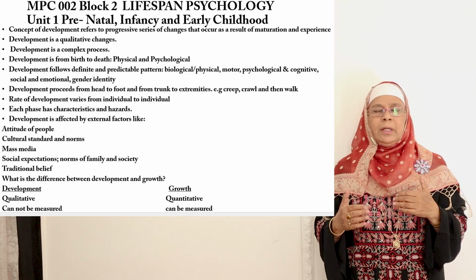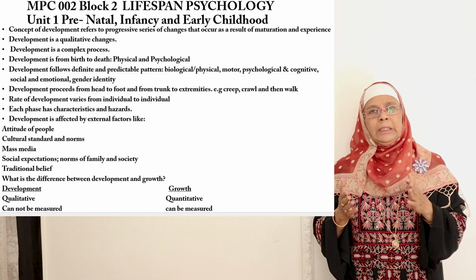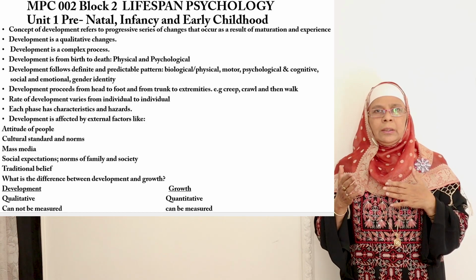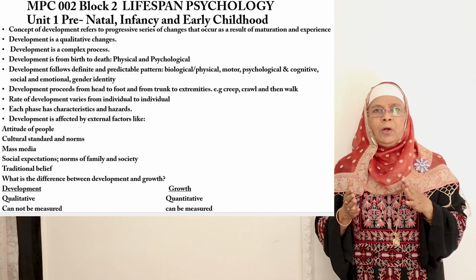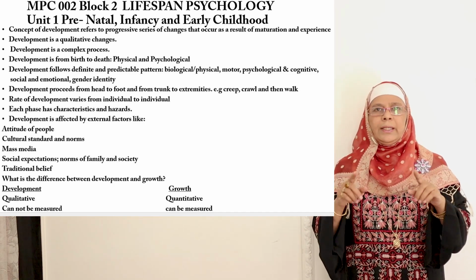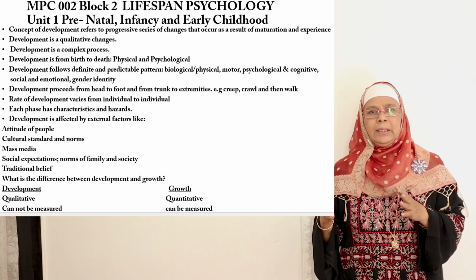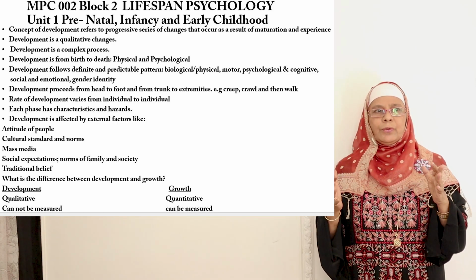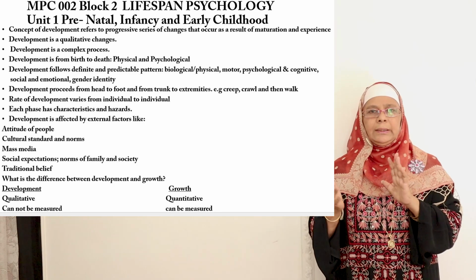Development is affected by environmental factors, for example the attitude of significant people, especially the attitude of parents towards the child, and the attitude of the grandparents towards the child. Secondly, development is affected by cultural standards. Also, it is affected by a third factor, that is known as social expectations. Society has certain rules. Society has certain expectations. Family rules are there that also affect the child's development. And lastly, traditional beliefs. Traditional beliefs also affect human development. Basically, we are going to study the biological, physical, motor, psychological and cognitive, social and emotional, and gender identity.